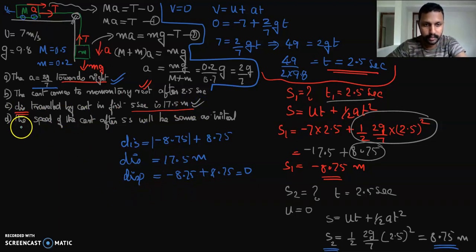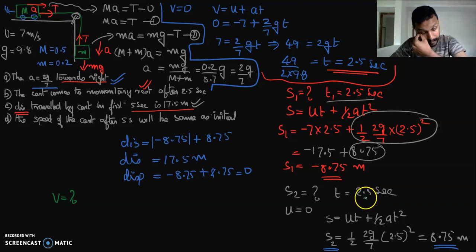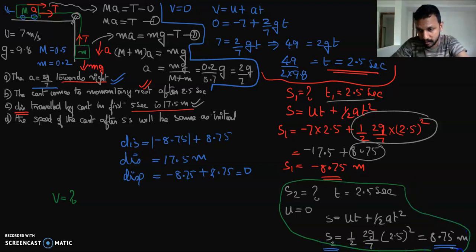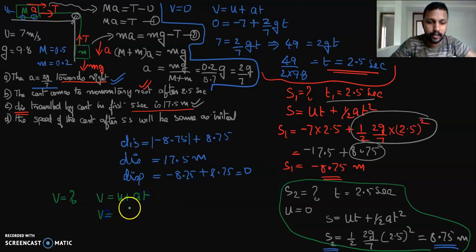Then let's analyze option D. The speed of cart after 5 seconds will be same as that of initial. This is the last option, and let's analyze that. We have to find the speed of cart, that is V, after 5 seconds. We could use the relation V is equal to U plus AT. Then V is equal to, in this situation, U is 0 plus A, which is 2g by 7, into t.